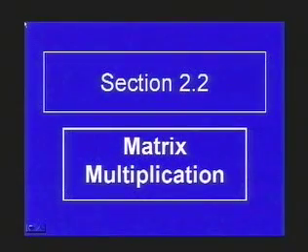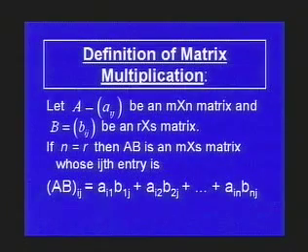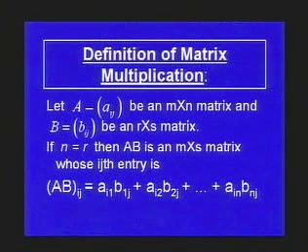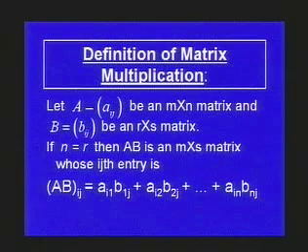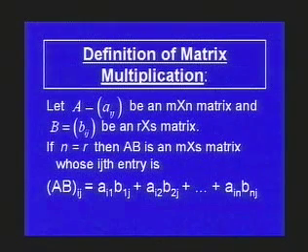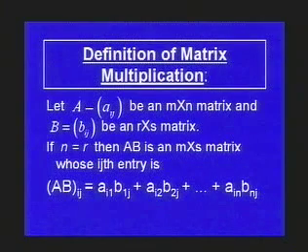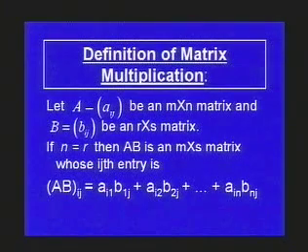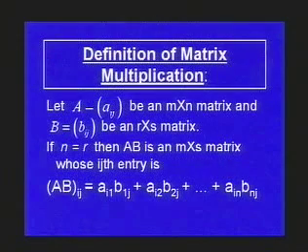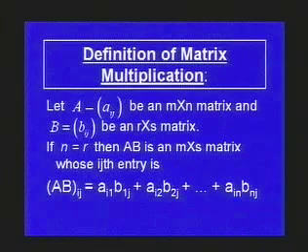Section 2.2, matrix multiplication. We begin with the definition of matrix multiplication. Let A be little a sub ij, let that be an m by n matrix. In other words, it has m rows and n columns. And let B, which is little b sub ij, be an r by s matrix. So it is r rows and s columns.